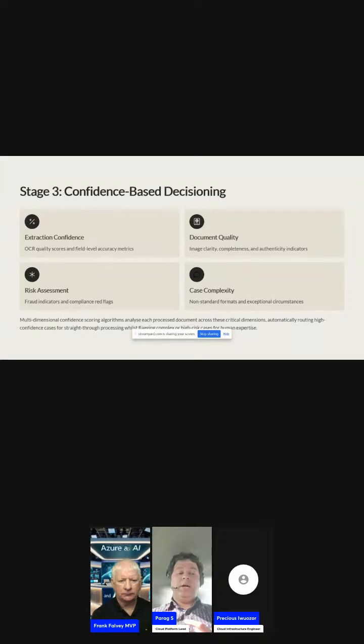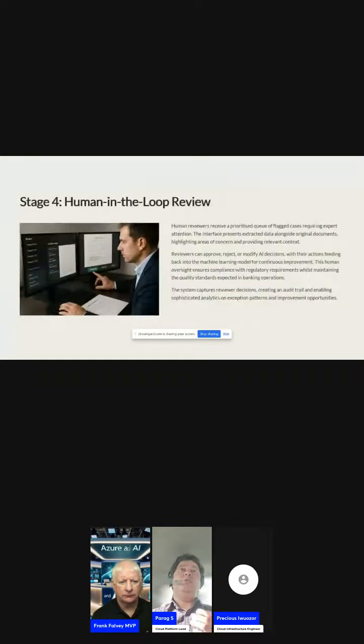So this multi-dimensional confidence scoring algorithm analyzes each processed document across these critical dimensions, automatically routing high-confidence cases for straight-through processing while flagging complex or high-risk cases for human expertise. And that's where the fourth stage, human-in-the-loop review, comes in.